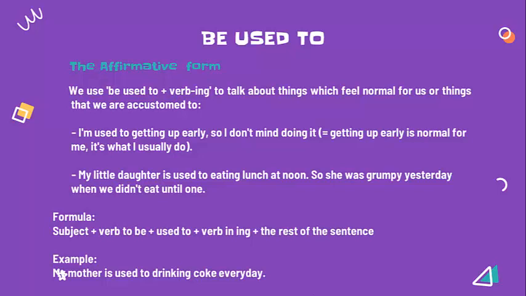Okay? My little daughter is used to eating lunch at noon, so she was grumpy yesterday when we didn't eat until 1. Okay? The formula is the subject plus the verb to be plus used to plus the verb in ing and the rest of the sentence. Example, my mother, which is the subject, is the verb to be, used to, the verb in ing, that is drinking Coke every day.